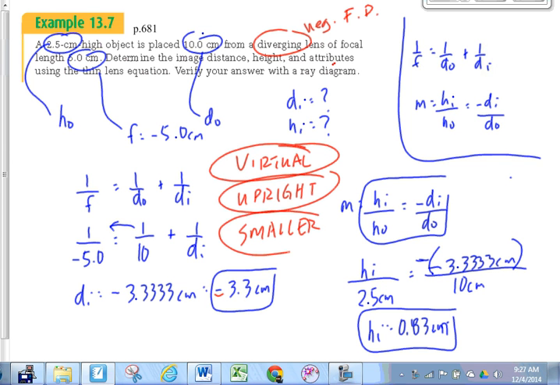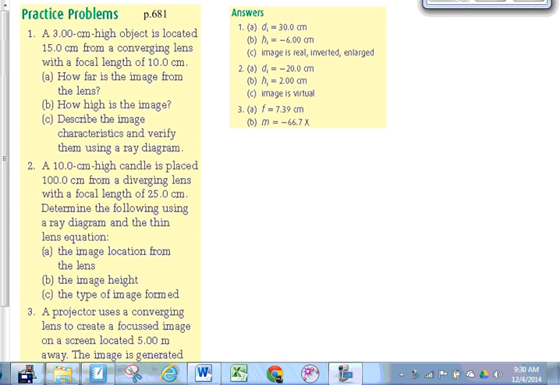Now, if we went back to our ray diagrams, okay, we draw this out, you're going to find the exact same characteristics. You guys have already drawn that on the template that I gave you a couple days ago, right? Have a look at a few questions on the board here right now. Questions 1 to 3 on 681.